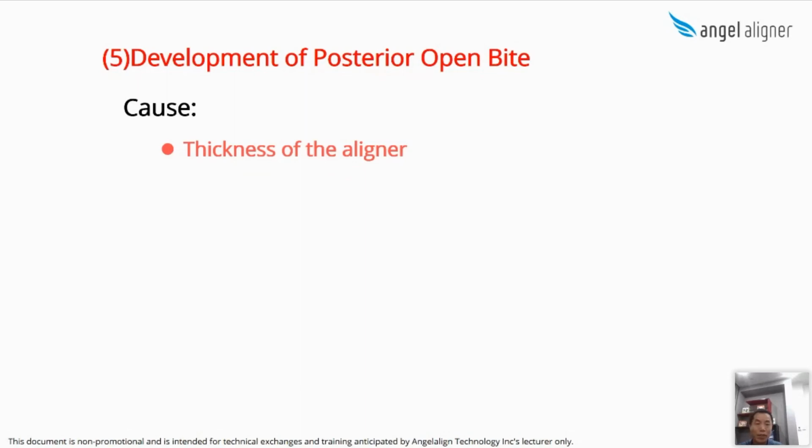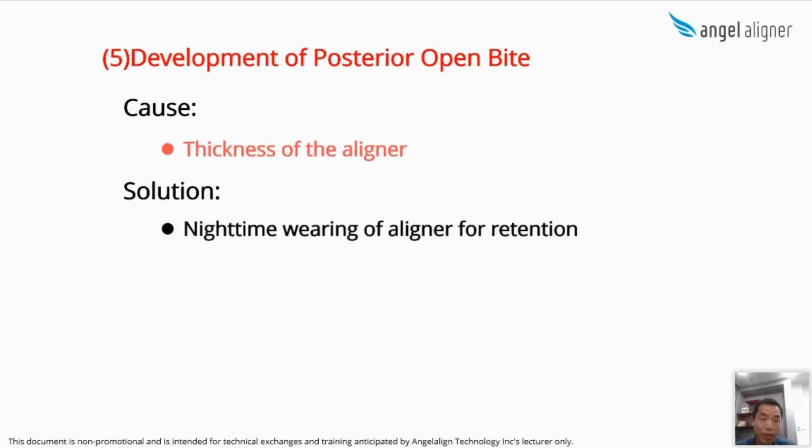So the thickness of the aligner may be the cause of this very minor posterior teeth open bite. Or sometimes the bite is a duct type. How to deal with this problem? We can go to nighttime wear in retention to allow the occlusion to settle. Just ask the patient to wear the aligner at nighttime.